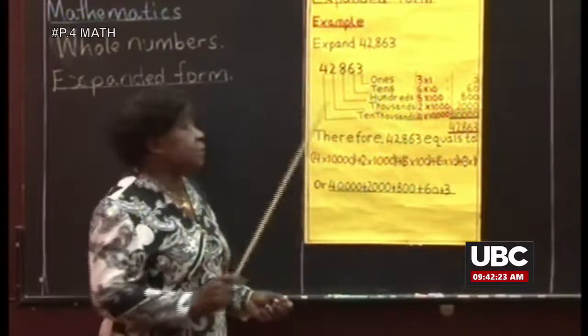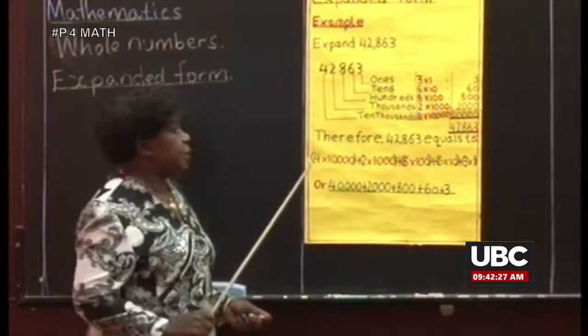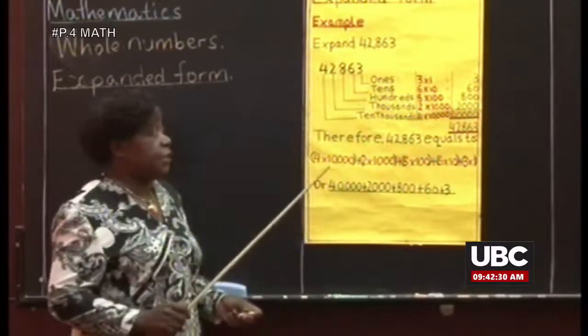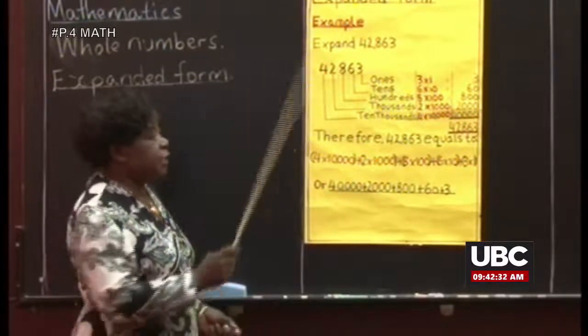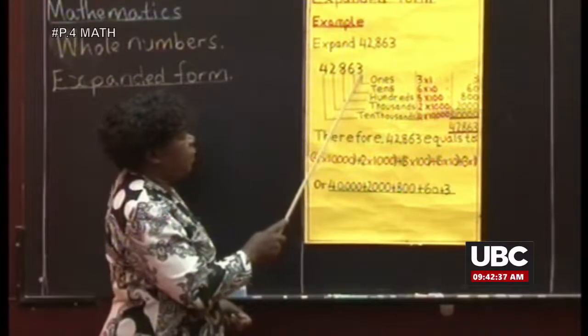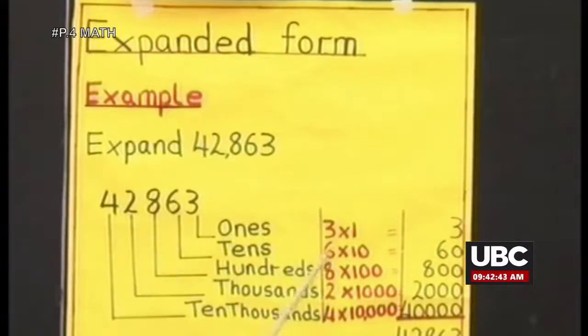In the first instance, we have to get the place value of each of the digits. We get the place values for each of the digits, after which we have to get the values. So the place value of 3 is ones. And how many ones? 3 ones, which is 3 times 1, giving us a value of 3.